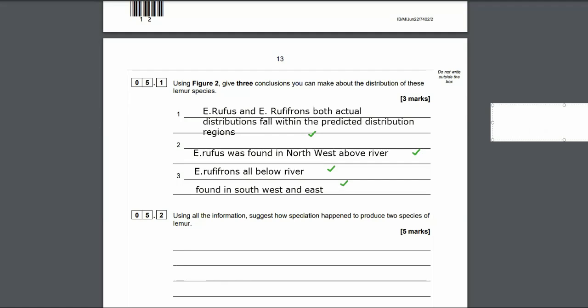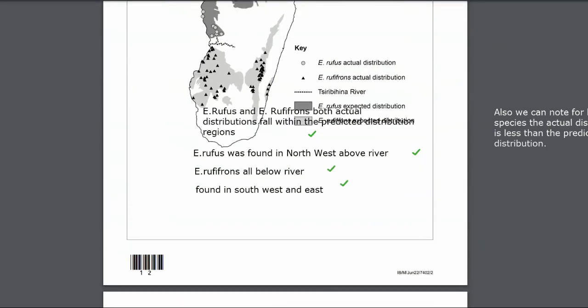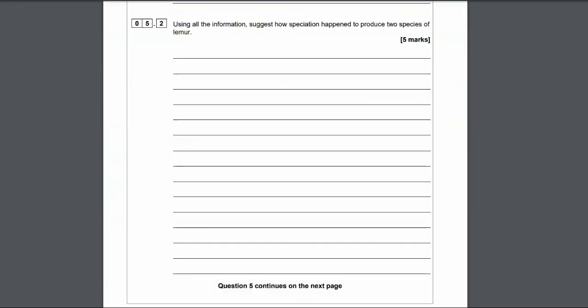5.2 says, using all the information, suggest how speciation happened to produce 2 species of lemur. So obviously at one point in time, there was just 1 species of lemur on Madagascar, and now we have 2 species.